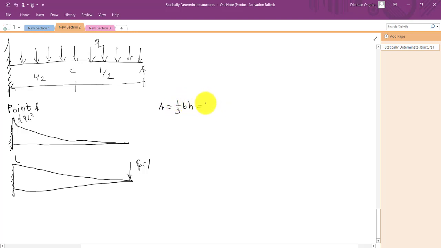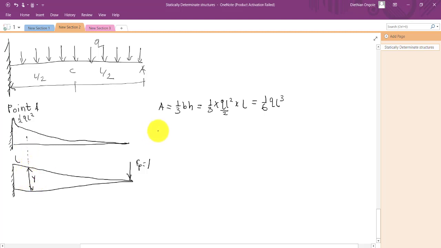So in this case, our area would be equal to 1 over 3 times QL squared over 2, then times L. This gives us 1 over 6 QL cubed. Then we find the Y. We say that the centroid of this shape is a fourth from this point up to here. So we draw that imaginary line, and this one here would be our Y.